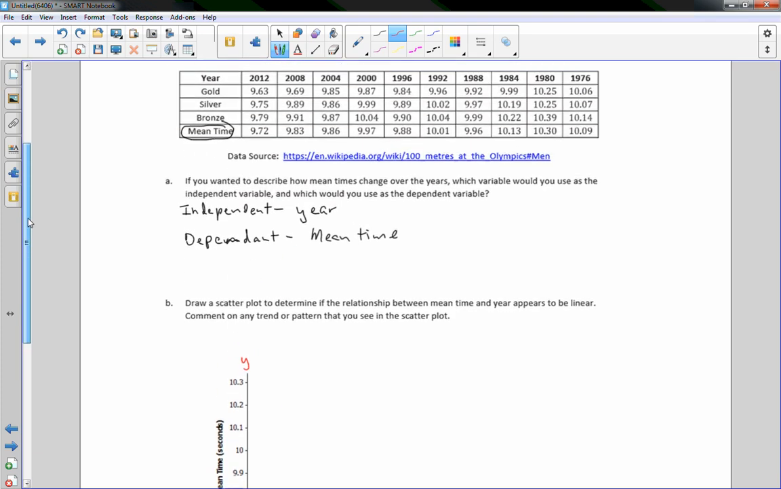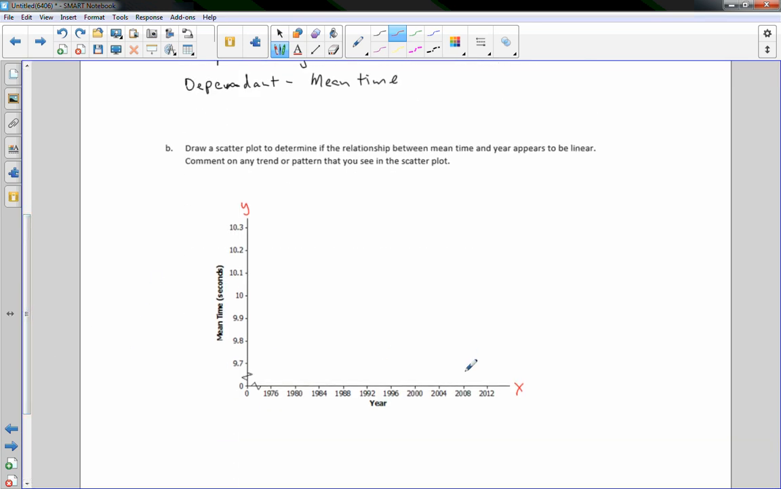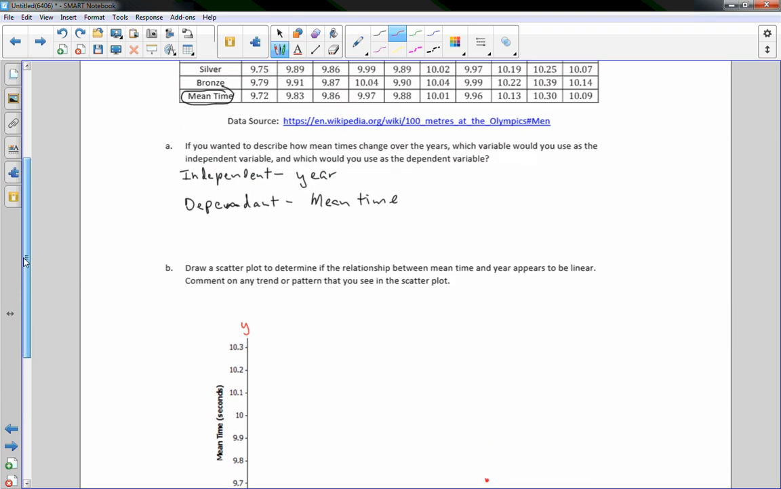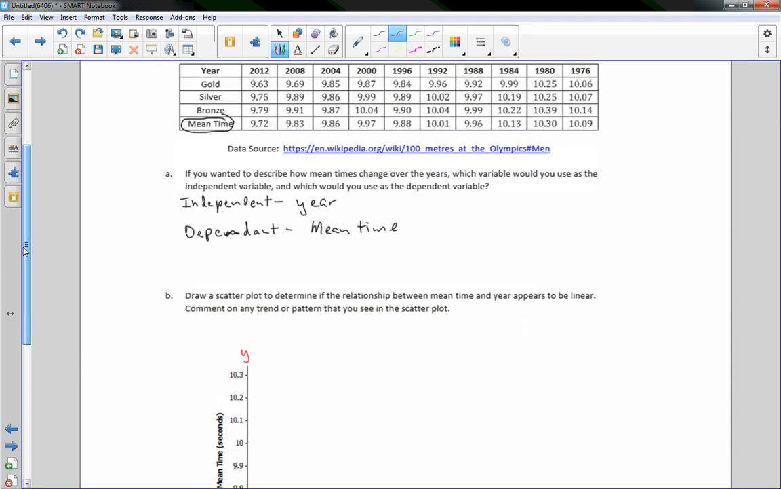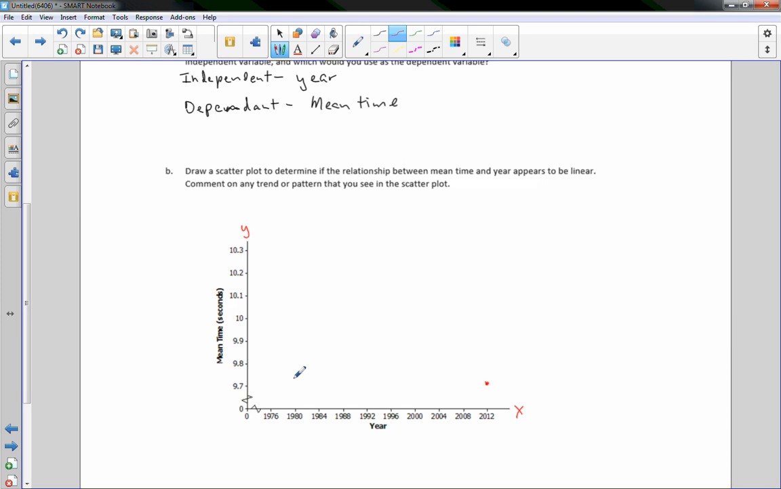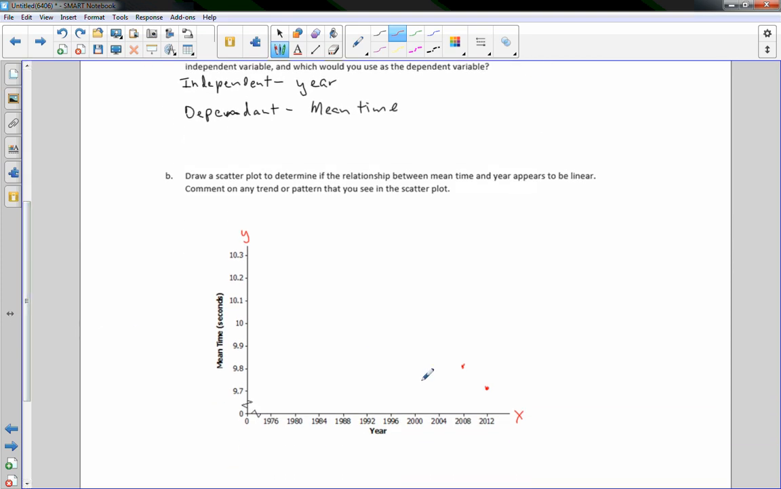So 2012 is 9.72, so this is going to be an approximation. 2012 is 9.72, which would be somewhere around here. Okay, so there's 1 point. We just need to keep going up and doing this. 2008, 9.83 is right about here. 2004, 9.86, so 2004 was just a little higher, maybe right there.